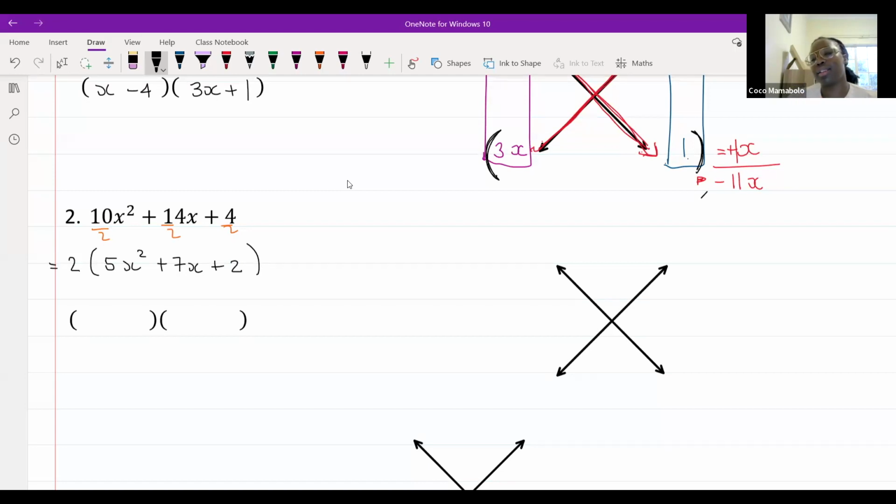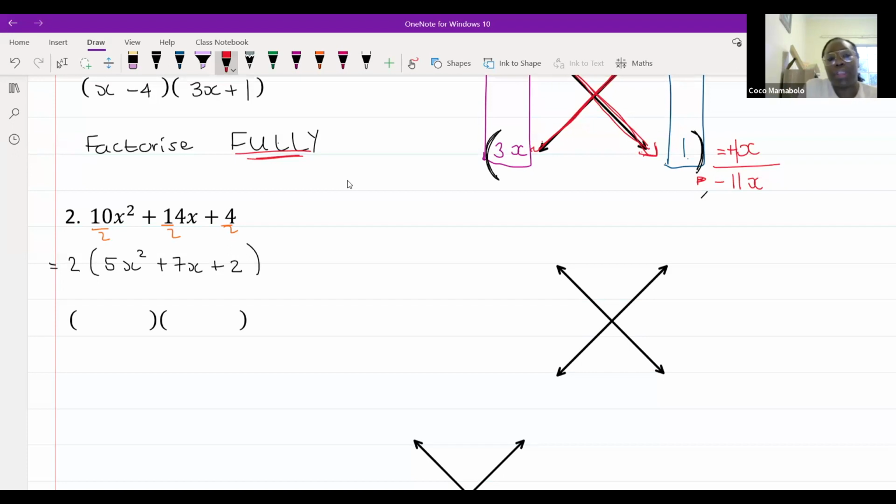Dinuga says, so ma'am, if you can see that the numbers have an HCF, do you have to do it always? Always, always, always. We must always take out an HCF because the instruction is going to say factorize fully. So if you do not factorize absolutely everything, you're going to lose a mark. So we must follow instructions.